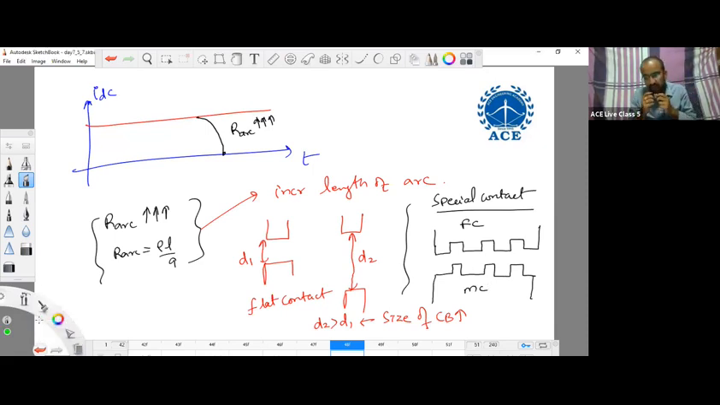Whenever the contacts are separated, the electric field intensity will be high at the contact edges. So here you will get more arc. The arc will be struck like this, so the length of the arc will be more. That's why we prefer a special contact arrangement rather than a flat contact arrangement, so that we get more arc length. So one way is to increase the arc resistance by increasing the length of the arc.